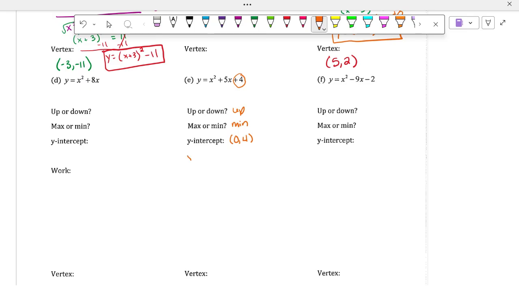So take my function, set it equal to 0, get rid of my current C value by subtracting it over. I get x squared plus 5x, leave a space, is equal to negative 4.